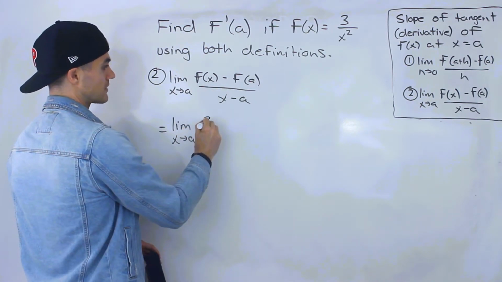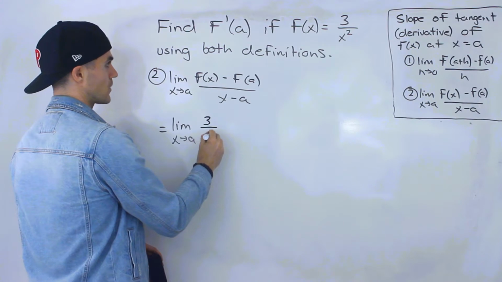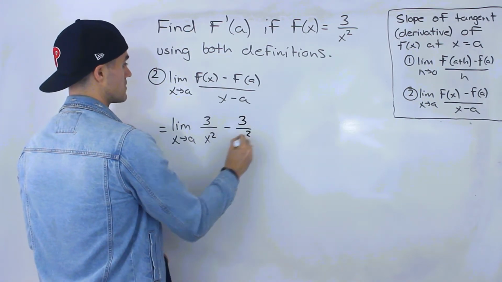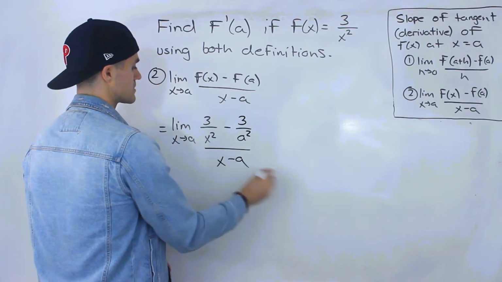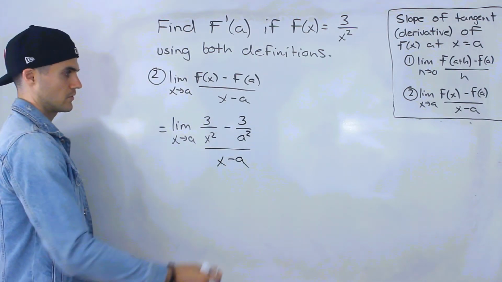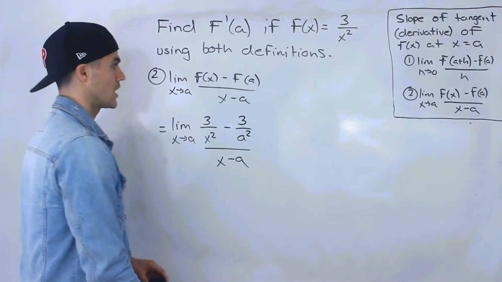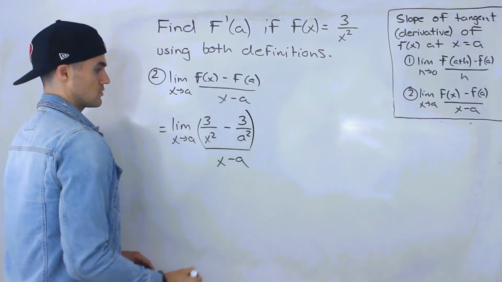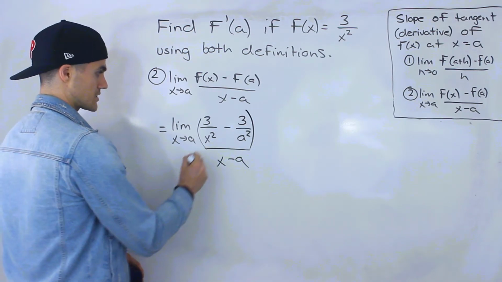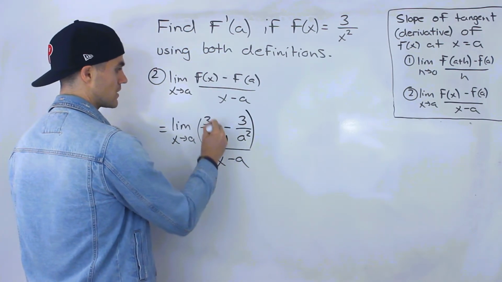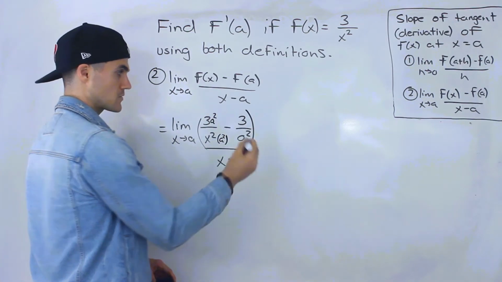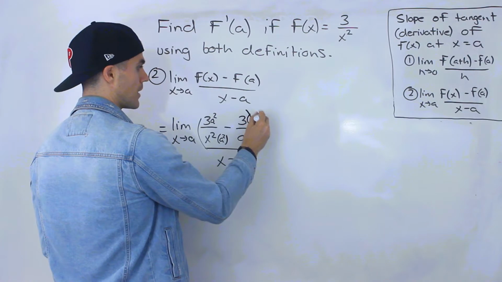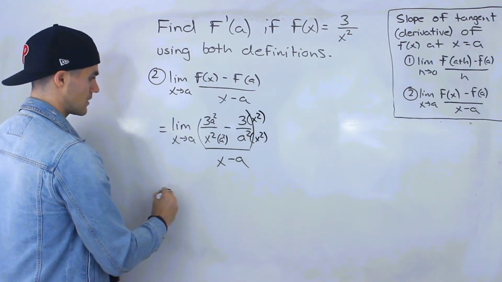So we got f of x, so we got 3 over x squared, minus f of a, which would be 3 over a squared, all over x minus a. Right? So a lot less terms to work with here. So what we want to do, combine these into one fraction. So we got to multiply this x squared by a squared, multiply the top by a squared. Then we got to multiply this a squared by x squared, multiply this top by x squared. So now we got a common denominator.